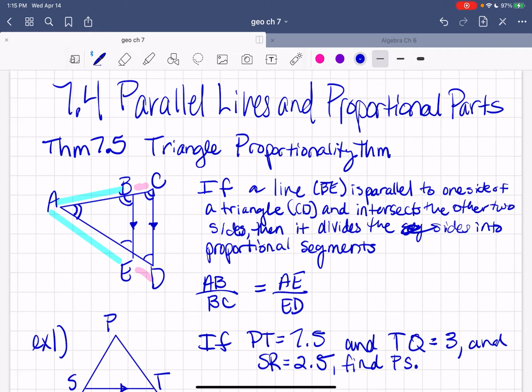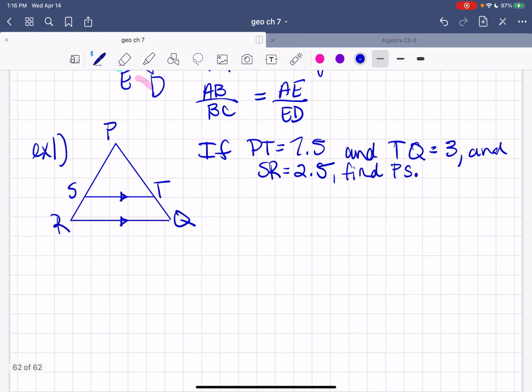Hi, welcome back. This is 7.4. So we did a little bit of an introduction in class already to theorem 7.5, the triangle proportionality theorem. And I am moving right into our first example.